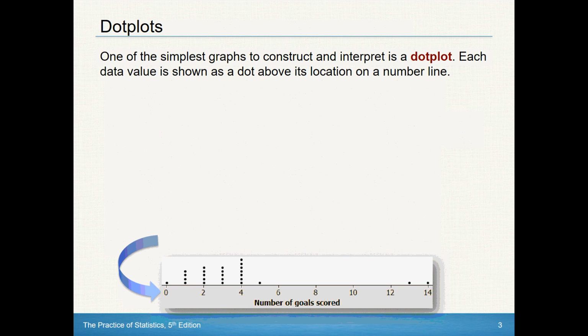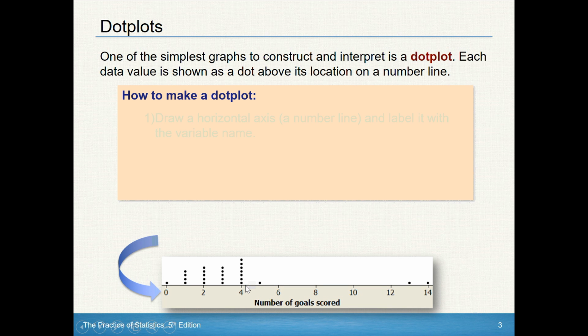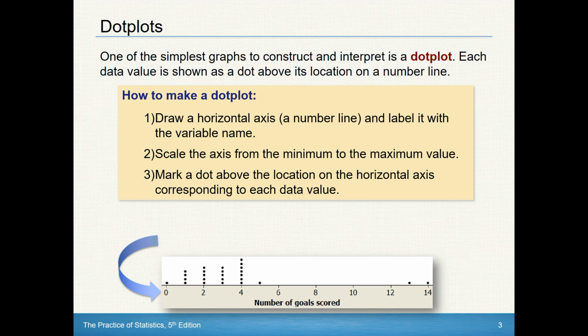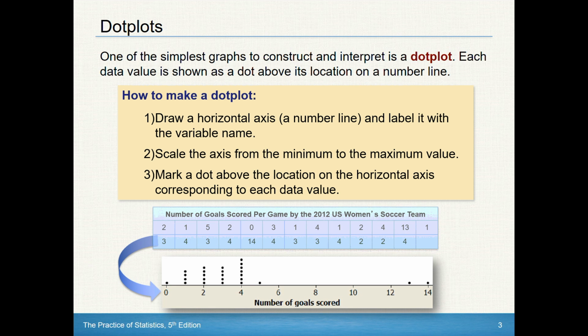So a dot plot's pretty simple, pretty straightforward. Basically, all we're going to do is take a number line on the horizontal axis, and put a dot representing each observation that we see. So horizontal axis, label it with the variable name, scale the axis from minimum to maximum, and then mark a dot above. Pretty straightforward there, but from that we can identify some key information about that distribution.